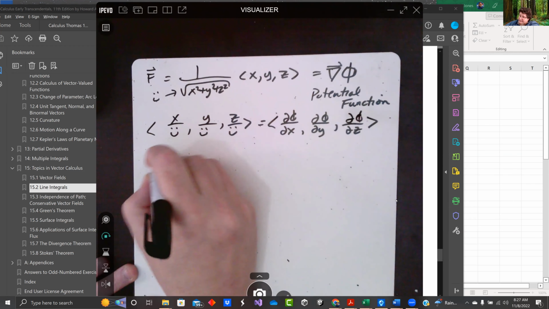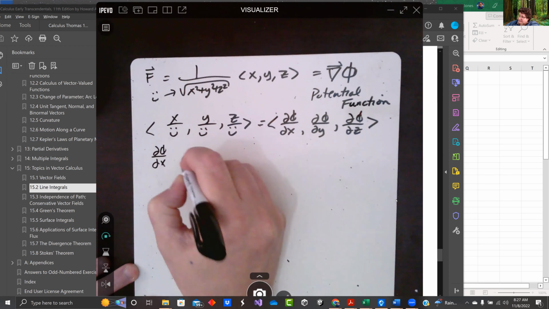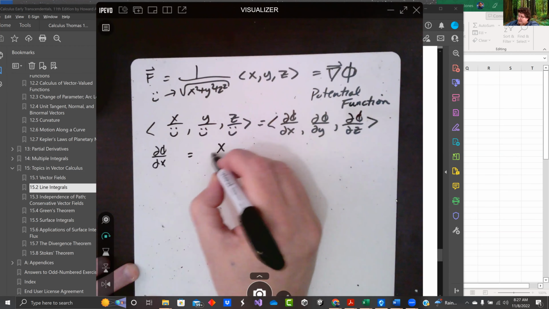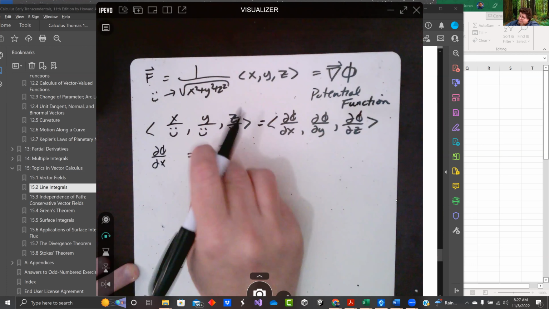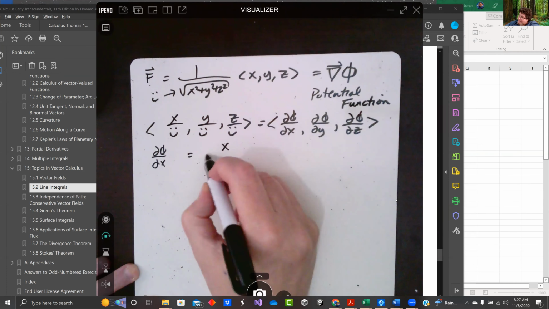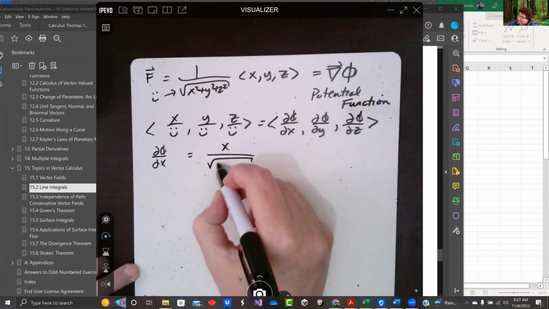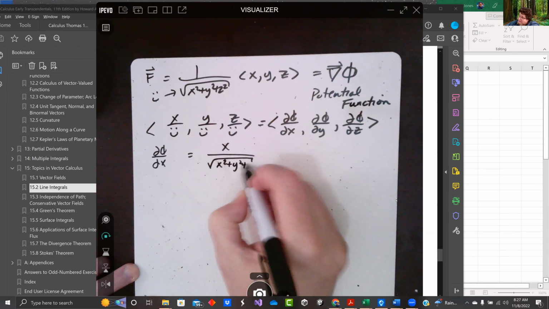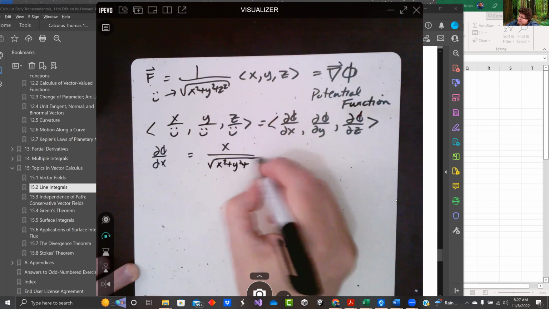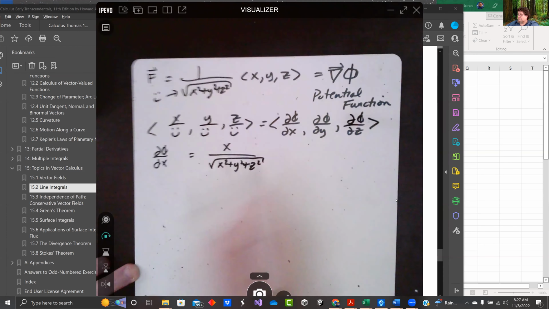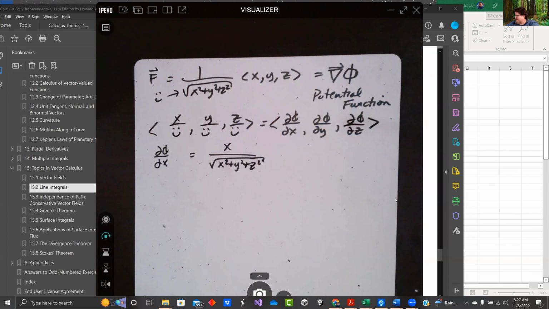So dφ/dx equals x over the square root of x squared plus y squared plus z squared. Now, if I want to find φ, and I know it's just the derivative with respect to x, I can integrate both sides with respect to x. And on the left side, I just get φ.